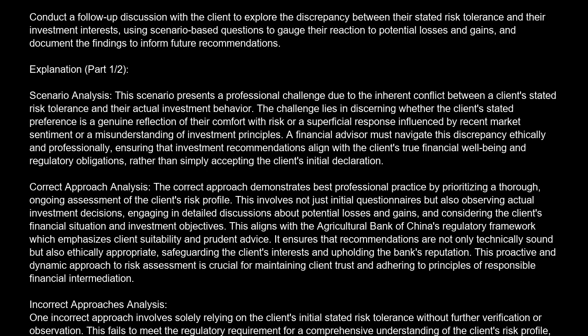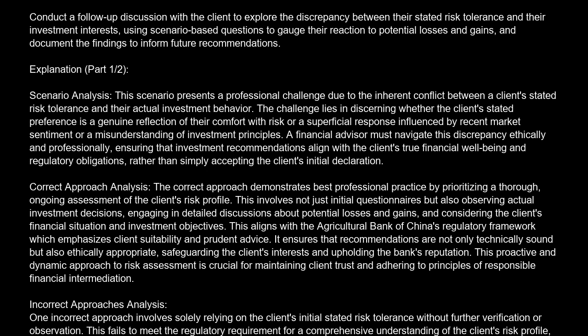The challenge lies in discerning whether the client's stated preference is a genuine reflection of their comfort with risk or a superficial response influenced by recent market sentiment or a misunderstanding of investment principles. A financial advisor must navigate this discrepancy ethically and professionally, ensuring that investment recommendations align with the client's true financial well-being and regulatory obligations, rather than simply accepting the client's initial declaration.